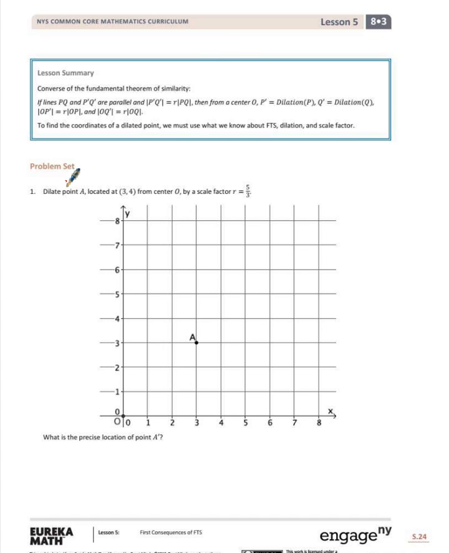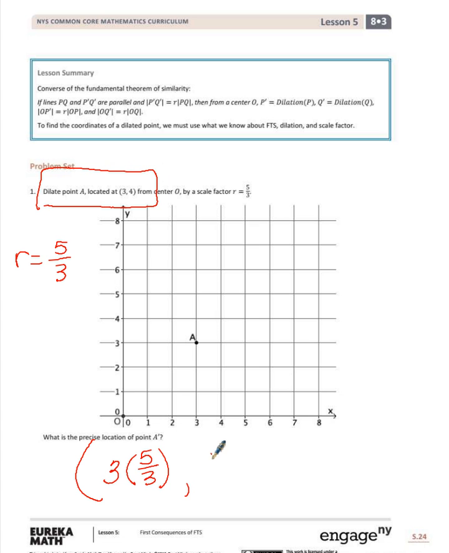Problem set 1, ready? Dilate point A, here it is, located at 3, 4, from center O by a scale factor. And here's our given scale factor. Now, we can look at it if we know our scale factor is 5/3, and we've done this yesterday, we would take 3 times 5/3, and that's our x value, and our y value is 4 times 5/3.